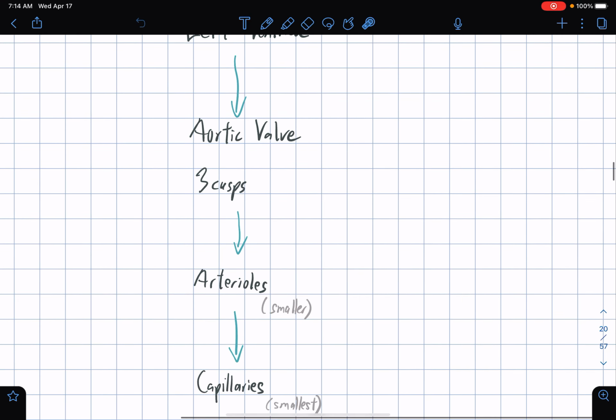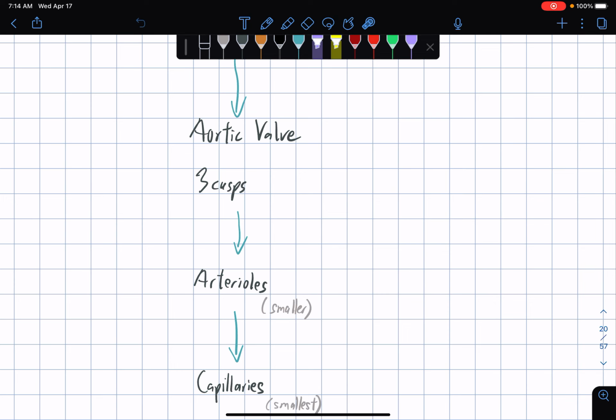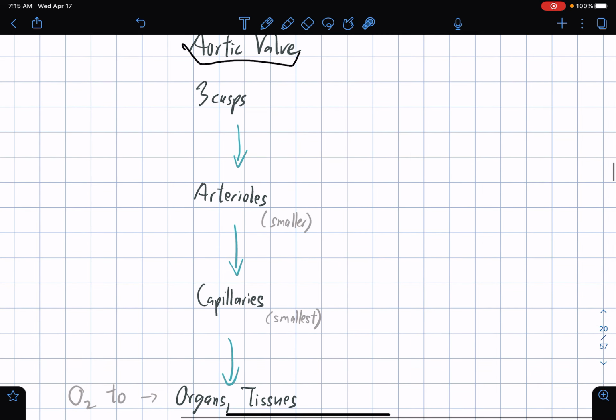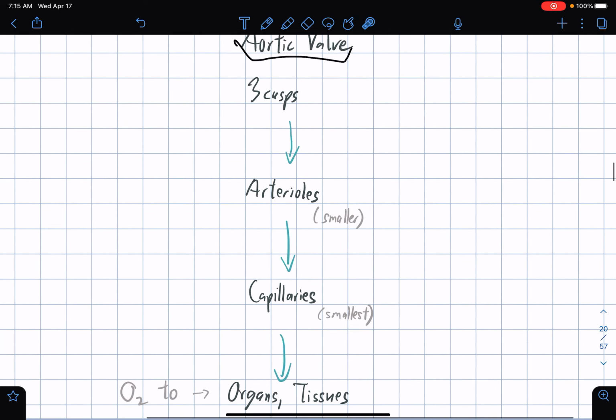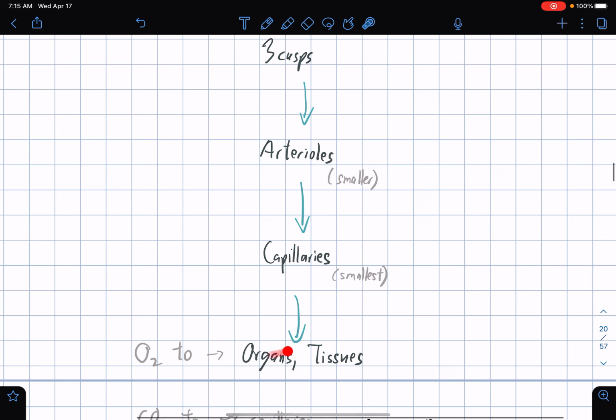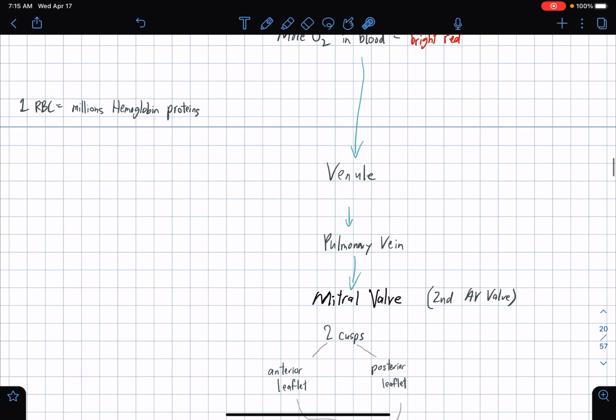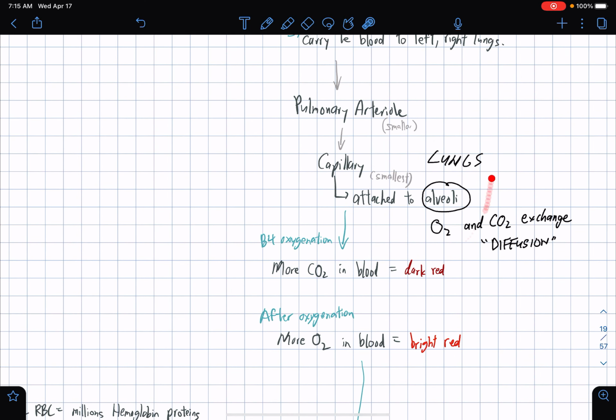It has three cusps. Okay, so I suppose this is the fourth valve that we have. Three cusps, unlike the third one, which has two. And then we have the arterioles, smaller, capillaries, smallest. And then the blood is delivered to the organs and tissues. Oxygenated blood, supposedly, which is supposed to happen all the time. It's not supposed to be deoxygenated blood because it just came from the respiratory system in this part.